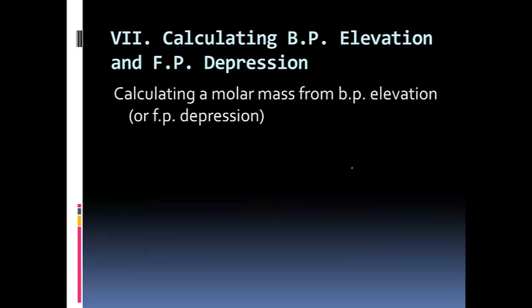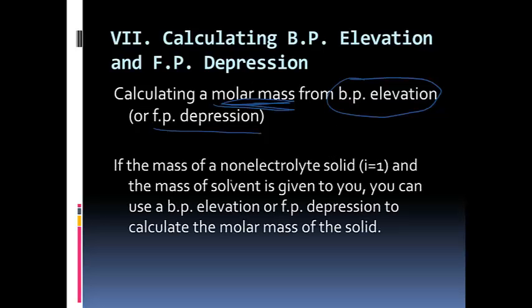Okay, now, little problem. What if I said go find the molar mass of a solute, and I don't tell you what the substance is? Okay, well, you can use a boiling point elevation problem or freezing point depression problem and figure out the molar mass. Okay, how do you do this? If the mass of a non-electrolyte solid, so right away that tells you, since it's a non-electrolyte solid, I must be equal to 1. Okay, and the mass of the solvent are given to you. You can find the boiling point, use the boiling point elevation or freezing point depression to calculate the molar mass of the solid.